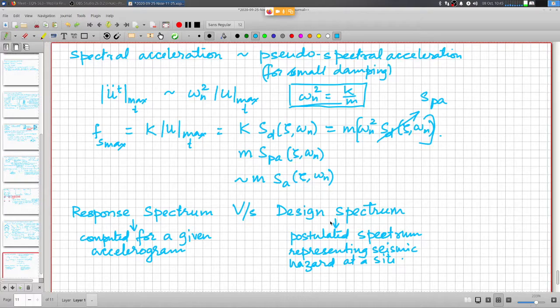But mathematically both response spectrum and design spectrum are used in a much similar fashion to compute the maximum response of the structural system by using spectral displacement multiplied by the stiffness or spectral acceleration multiplied by mass to find out what is the maximum force for which the system needs to be designed, right? So that's the purpose of this design spectrum.